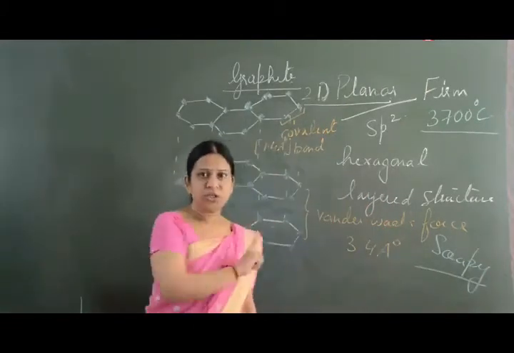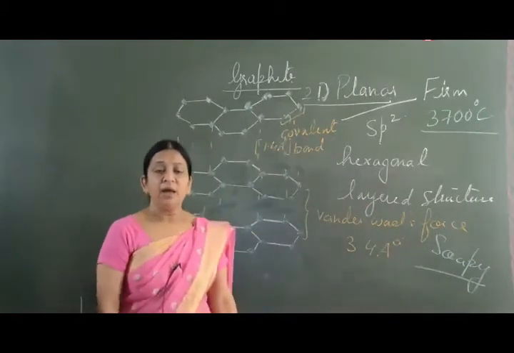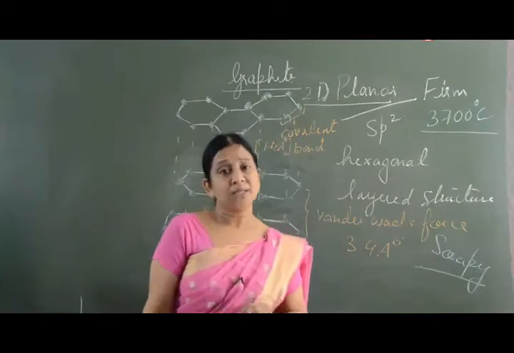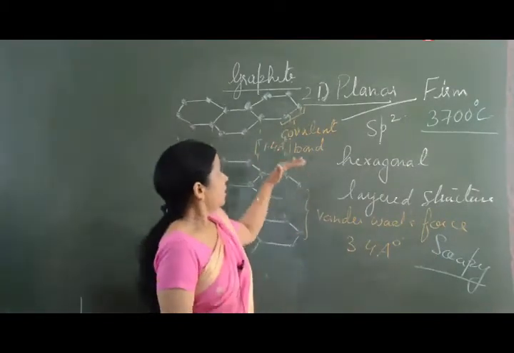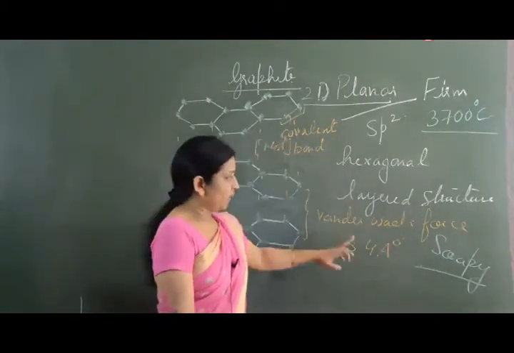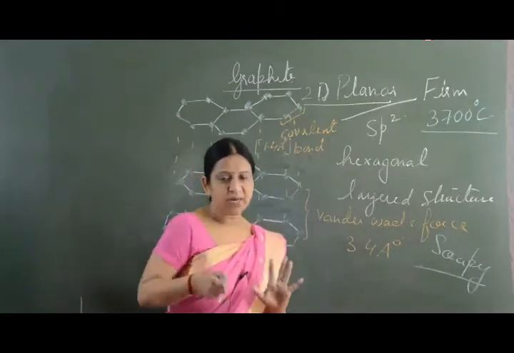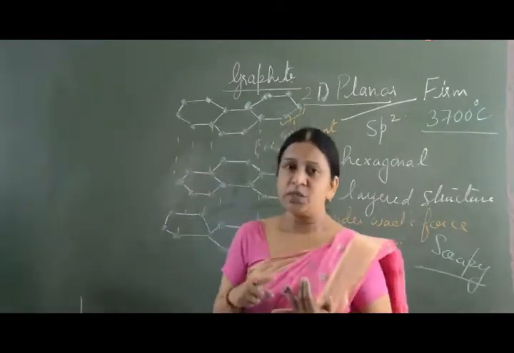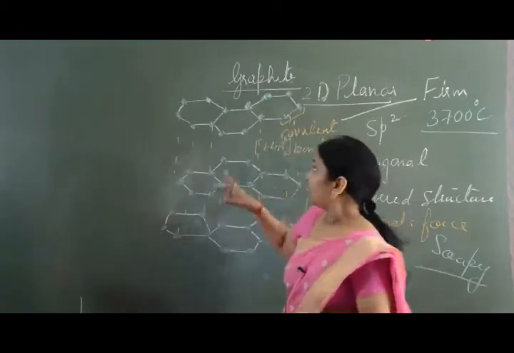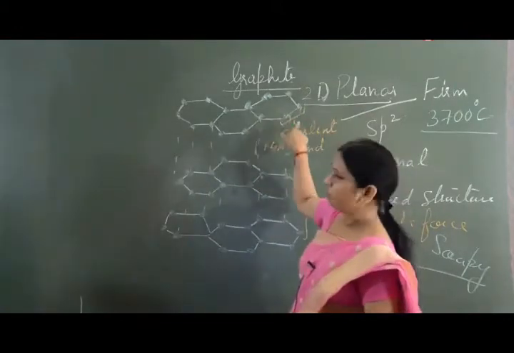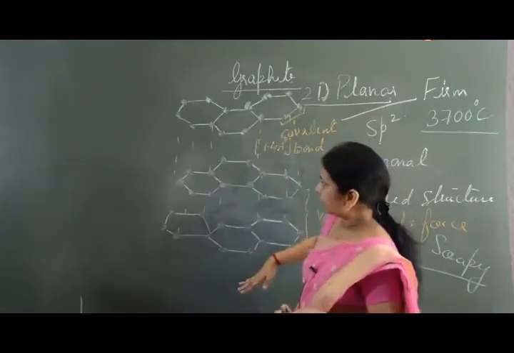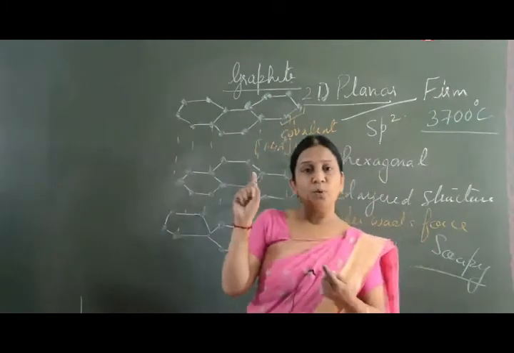So the structure is soapy in touch, and that is why graphite can be used as a lubricant. So we have two types of bonding, covalent and van der Waals. If we summarize the structure of graphite, it is a 2D planar structure. The carbon is sp2 hybridized within the layer. It has a layered structure. Within the layer the bonding is covalent.